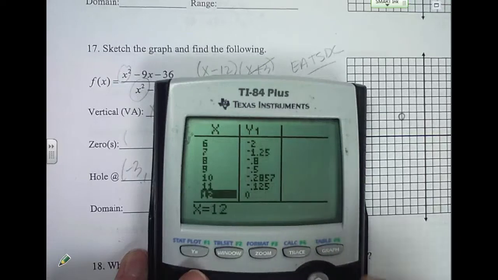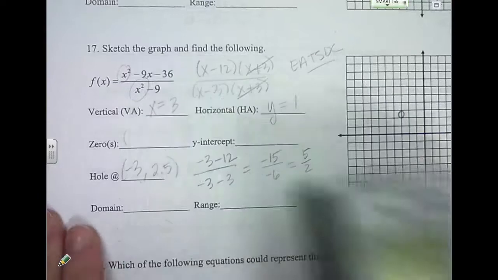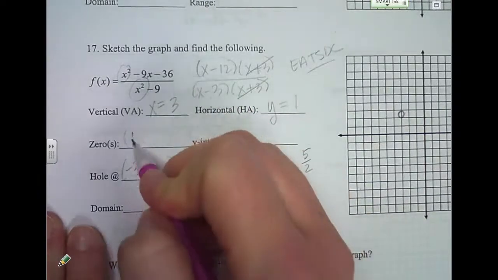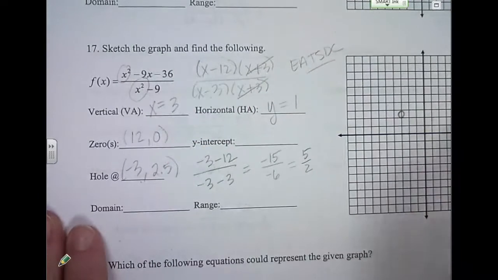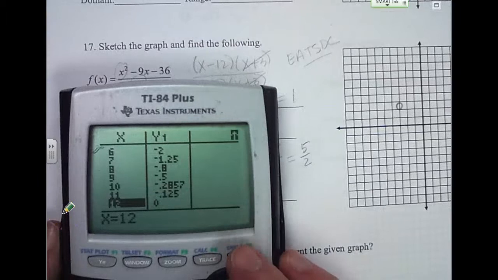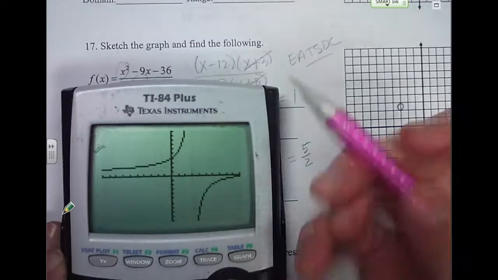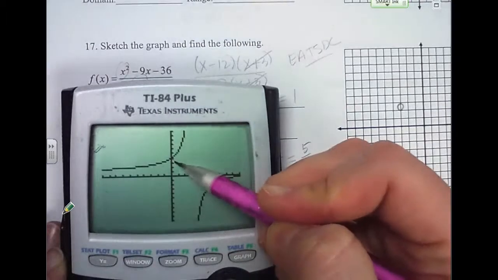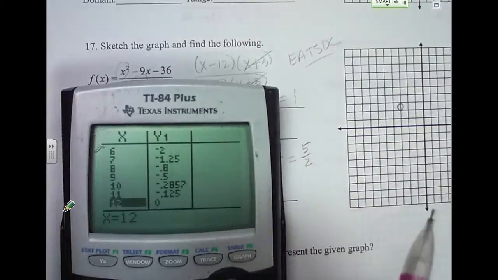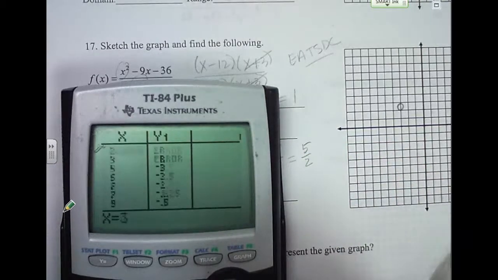So there, (12, 0). Now how you find it without a calculator would be you just take the top. So this would be (12, 0). Okay, the y-intercept is where the x is 0. So if you want, you could look at the graph, and it looks like the y-intercept is maybe at 4 or 5. So let's go here and look. Well, where x is 0, sure enough, y is 4.